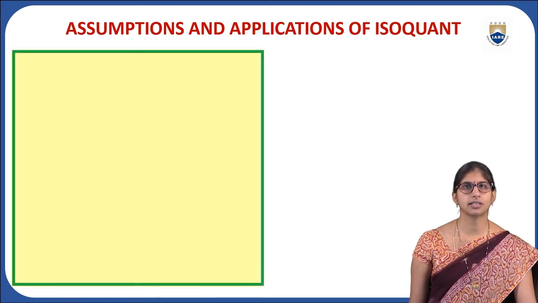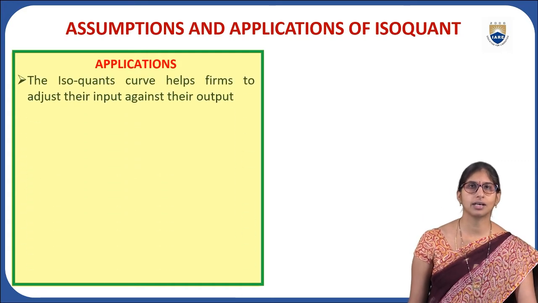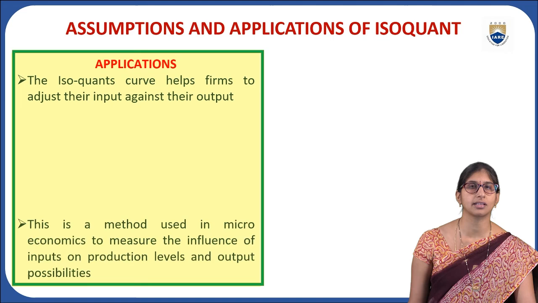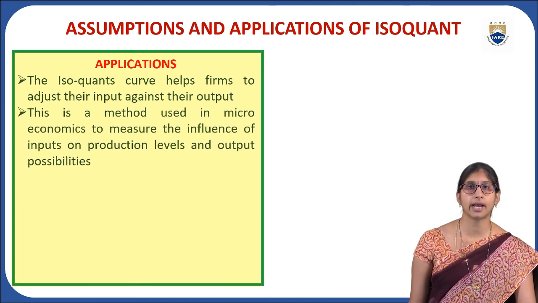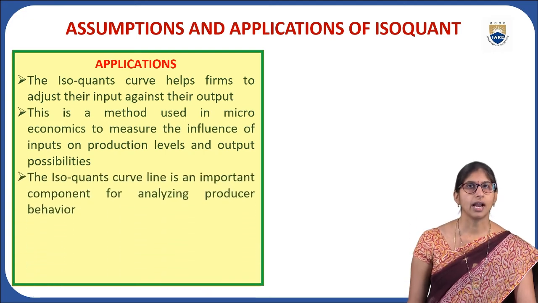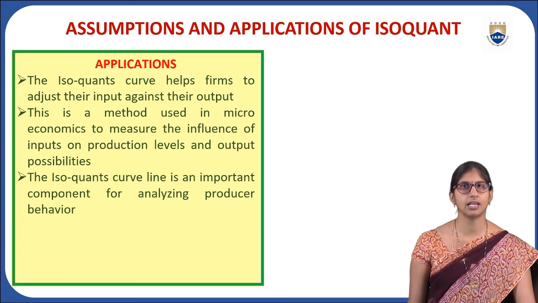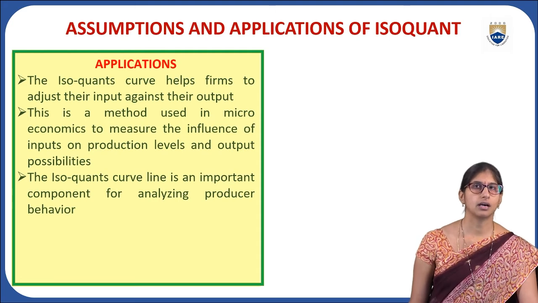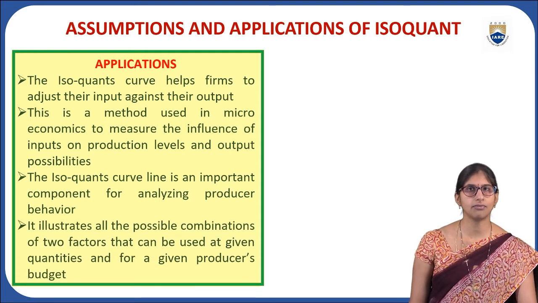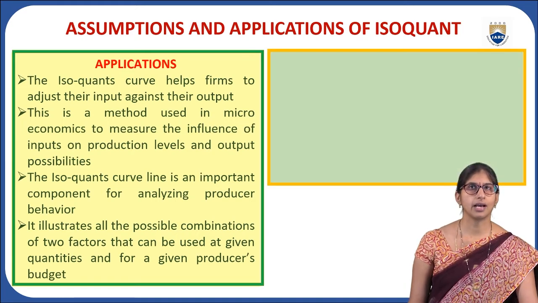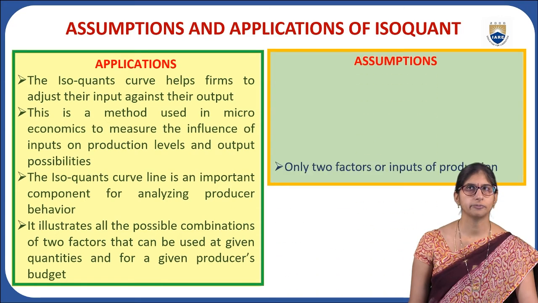So what are the applications and assumptions of the isoquant curve? Let's see now. Coming to the applications, where do we apply these? They are helpful for firms adjusting their inputs against their output. This is used in microeconomics to measure the influence of input on production level and output possibilities. These curves are really important for analyzing the producer, and they give us possible combinations of factor inputs to produce the products.